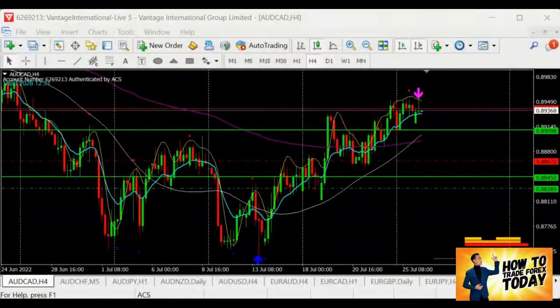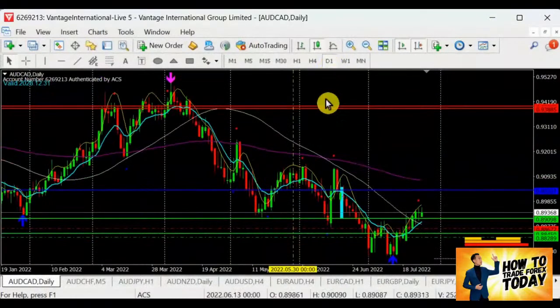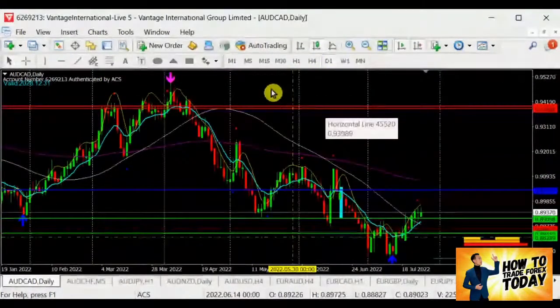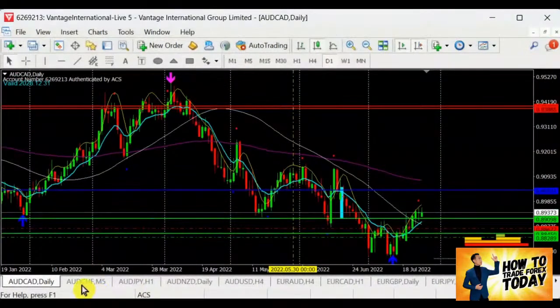Aussie CAD over here. As we can see now, Aussie CAD has escalated up into the bull. So for buyers, you can pay attention to continue the buying. But for sellers, we have to stay away. That's very clear cut.